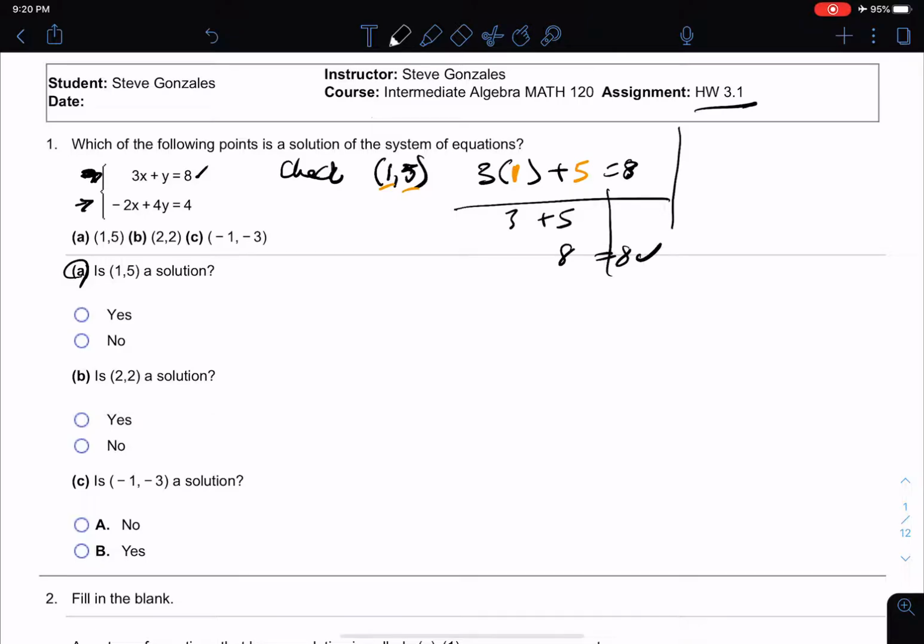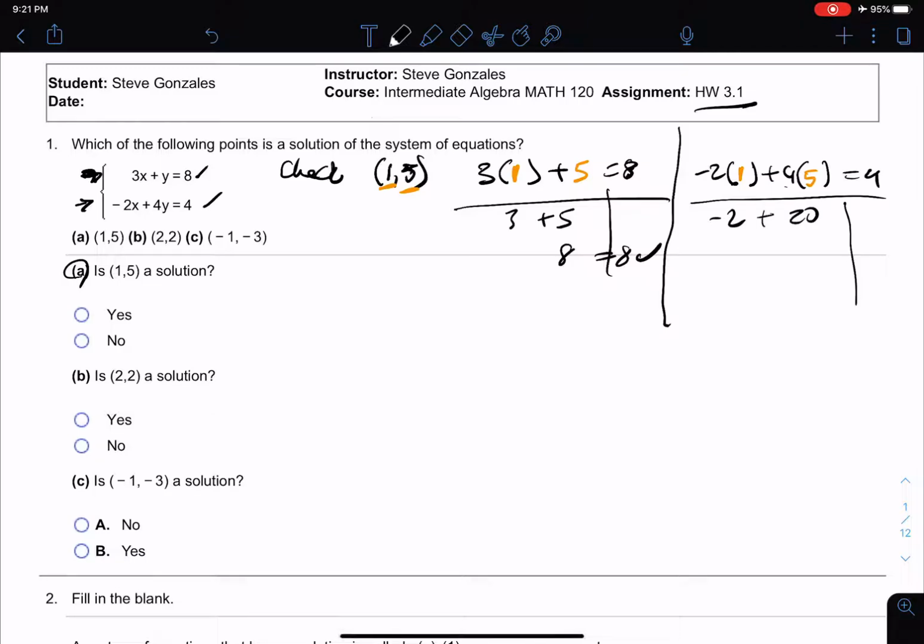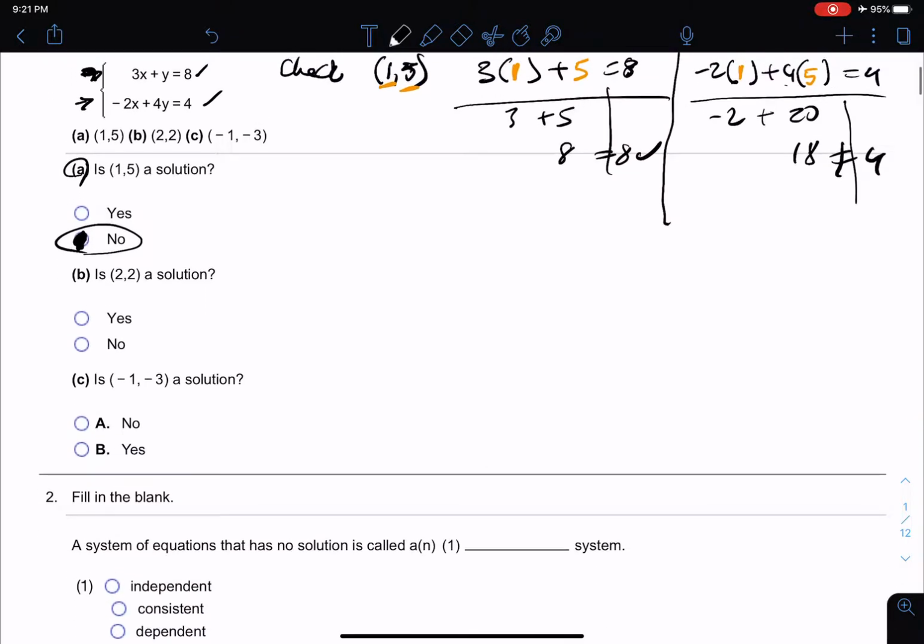So 1, 5 is true for the first equation, but remember it has to be true for both equations. So now let's see what happens with the second equation. I'm looking at the second equation right there. That is negative 2 times x plus 4 times y equals 4. Now let's go ahead and grab our points. And we've got 1 for x, and 5 for y. Now we go ahead and simplify. Negative 2 times 1 is negative 2. 4 times 5 is 20. I add that up and I get 18, which is definitely not equal to 4. So that is going to be a no. Yes, it worked for one point, but it's got to work for both points to be a solution.